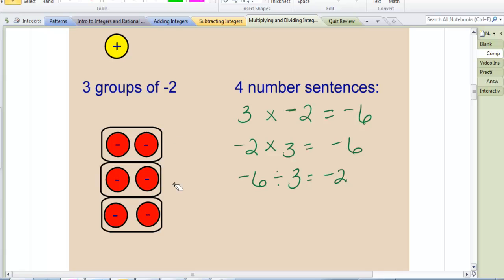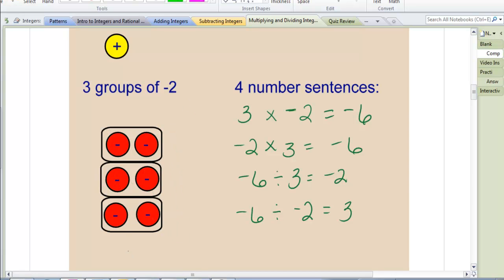The other number sentence that comes out of the problem, 3 times -2 equaling -6, will be our other division problem. So what do you think it'll be? If you said -6 divided by -2 equals +3, then you are correct. Here we have -6 altogether, and we have 2 negatives in each group, and we want to see how many groups that gives us. That gives us 3 groups.